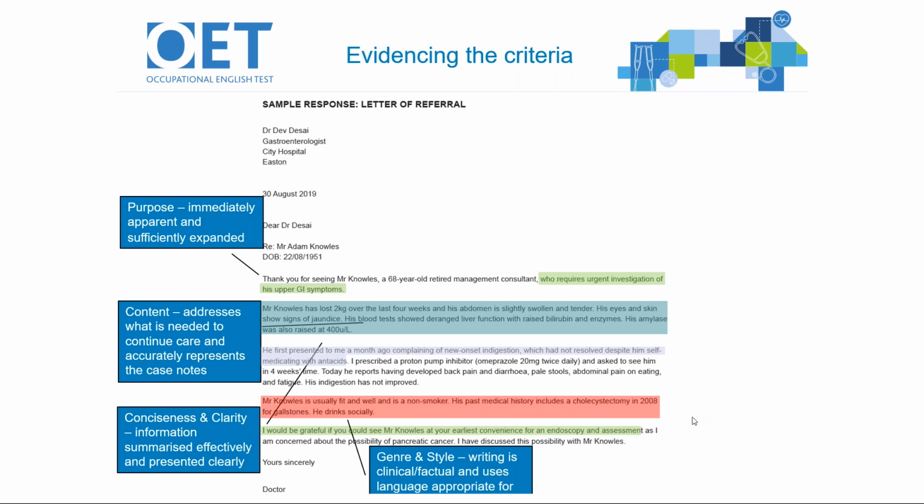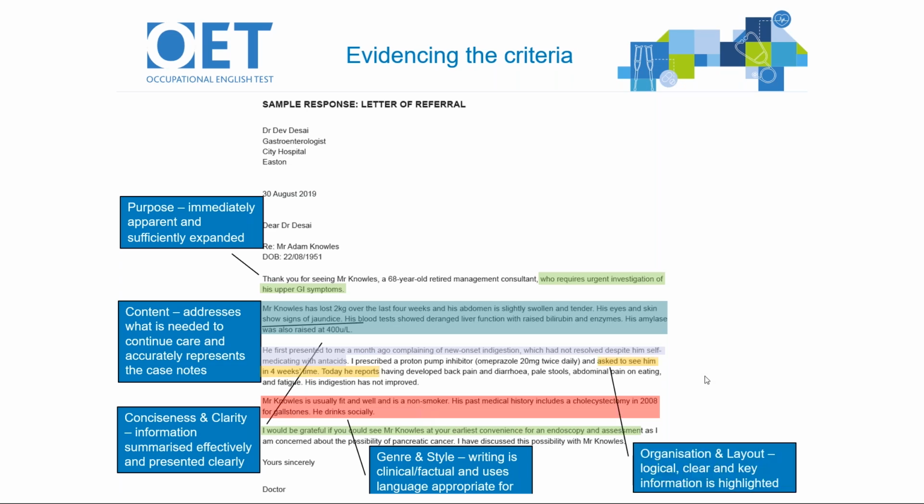The fourth assessment criteria is genre and style, and this is checking whether your writing is clinical and factual and uses language which is appropriate for this document of a formal letter. So as previously discussed, the letter includes technical terms which are appropriate for the reader and further summarise the case notes. This example from paragraph 4 shows a very factual presentation of the information about the patient's lifestyle. And as we discussed earlier, the only abbreviation used is appropriate to this reader, and brackets have also been used minimally but appropriately, simply to record the medication prescribed. So there's no reduction in formality overall.